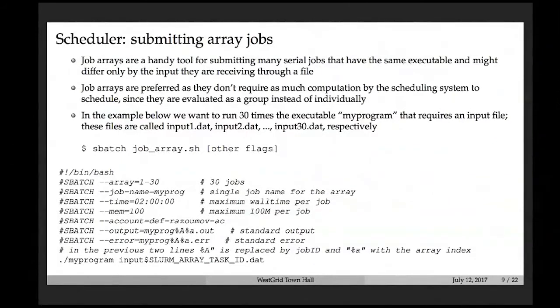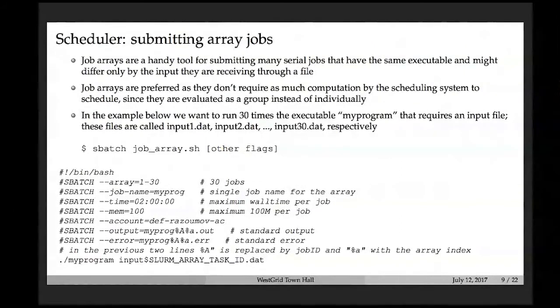And the idea here is that instead of submitting, let's say, 30 or 100 or however many serial jobs, you simply submit a bunch of them to the scheduler as one job array, and it will be much easier for the scheduler to find an allocation for your jobs. For example, it might use a whole node allocation or something like that.